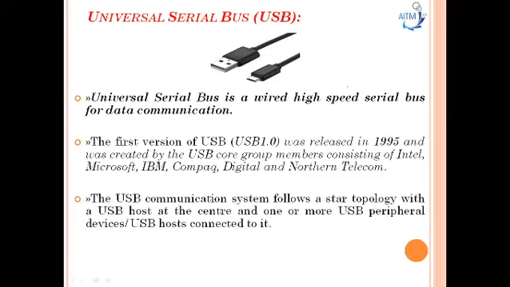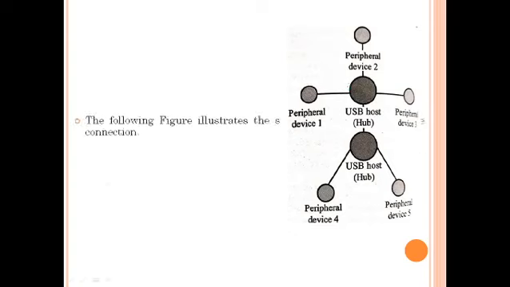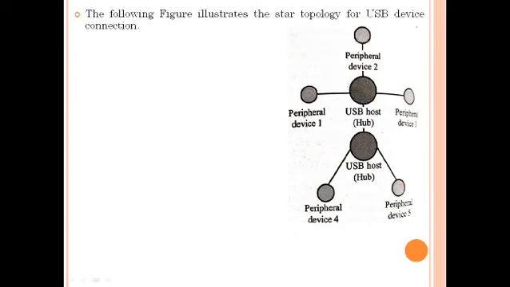And the USB communication system follows a star topology with the USB host at the center and one or more USB peripheral devices or USB hosts connected to it. So it follows a star topology with the USB host at the center. A USB 2.0 host can support connection up to 127 devices, including the slave peripheral devices and the other USB hosts. Okay, as in the figure you can see, the USB follows the star topology.